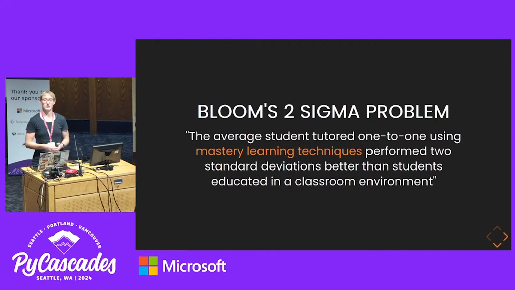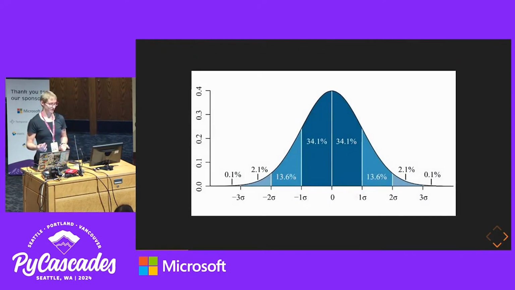So the first thing that I want to tell you about is this thing called Bloom's 2 sigma problem. And that is, it's a bit of a heavy sentence, brace for impact. The average student tutored one-to-one using mastery learning techniques performs 2 standard deviations better than students educated in a classroom environment. So a picture is worth 1,000 words.